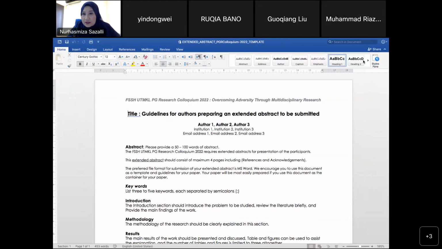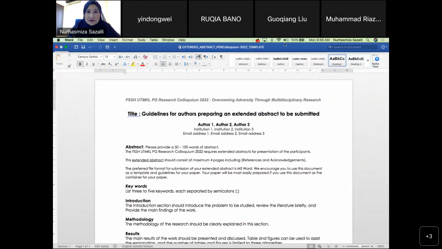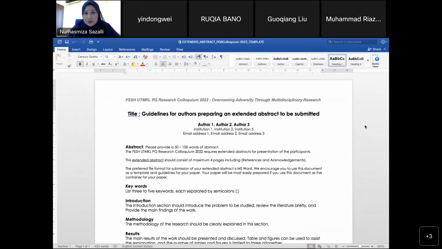Algilia, how are you? Li Meijing, Bo Kiang Liu, you okay? Everyone is doing well. Li Meijing, Muhammad Riaz Khan, Rukia, Yin Dongwei, and Zhao Lili. Okay, so we have 8 participants, including me.